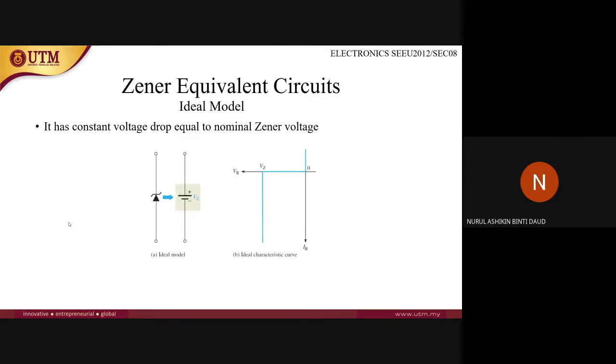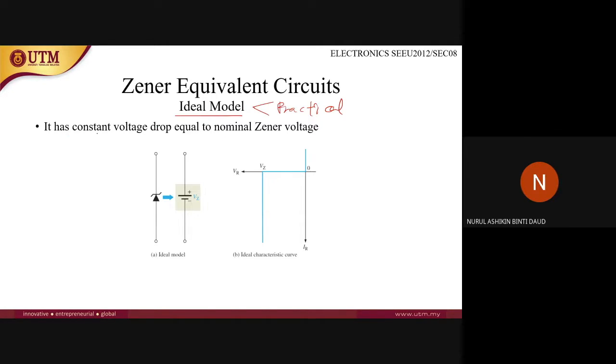Now let's look into the Zener equivalent circuits, the circuits for the Zener diode. As previously, we know there are three models: ideal model, practical model, and complete model. For the Zener diode, we will look into only two types: the ideal model and the practical model.